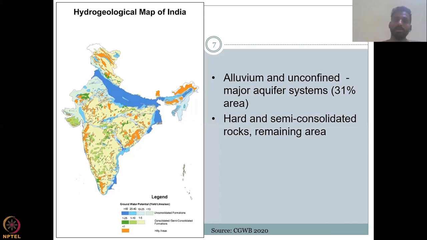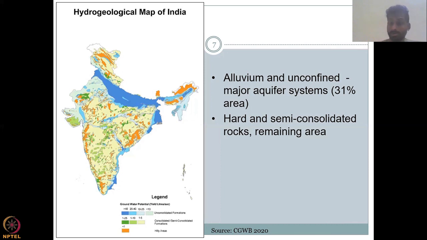We may be using groundwater for improving productivity, sustaining crops, fighting climate change, because when there's a flood or a drought, there's less water for the crops to grow. So you use groundwater. All these things are good. But if we don't use it cautiously, we will lose the groundwater, because most of the aquifer is hard or semi-consolidated rock, unlike other regions of the world.